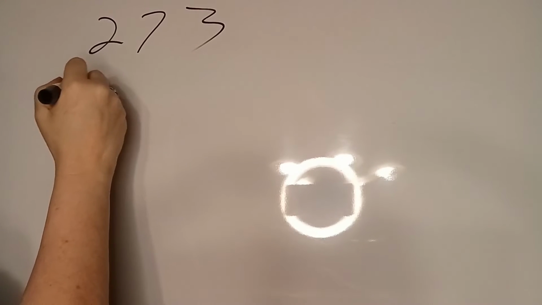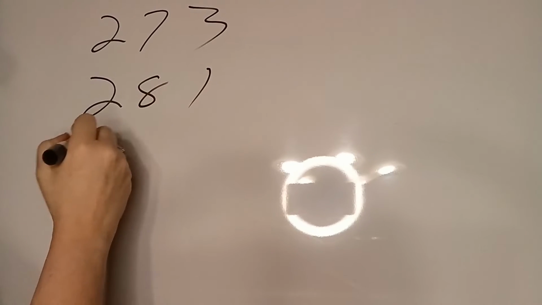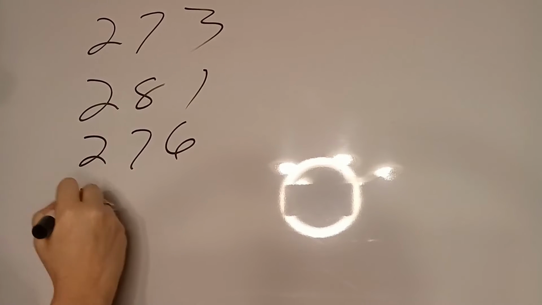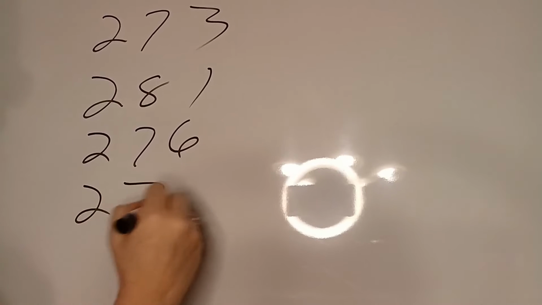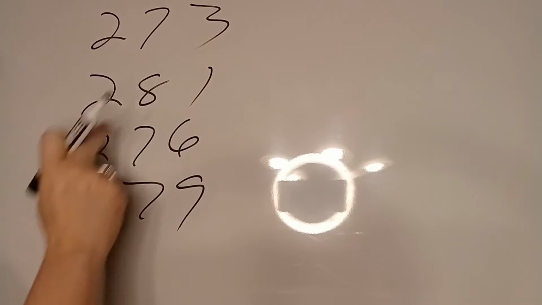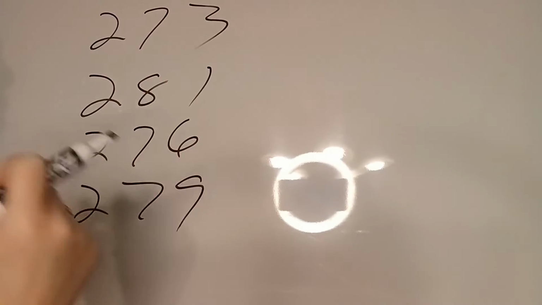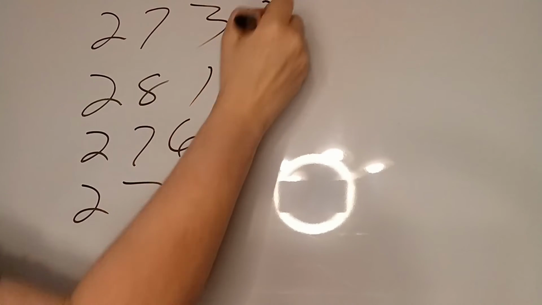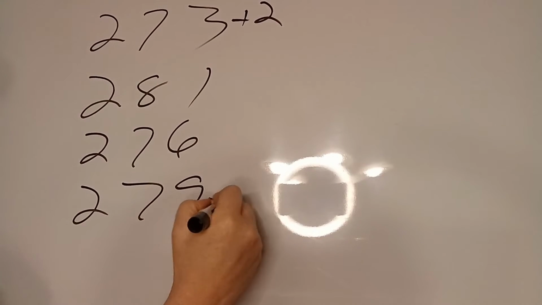$273, $281, $276, and $279. Okay. I want to make these as simple as possible. So what I'm going to look for is, how about 275? Right? We can't go to 280 because we're down quite a bit. So let's do 275. Okay? So this needs 2 of them. So let's take that out of here.